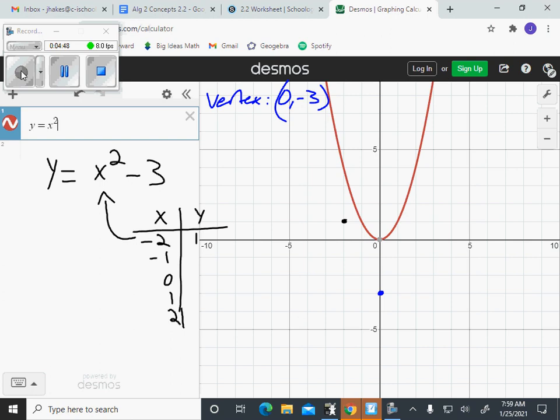Okay? I'll use blue. When negative 1 is squared, we'll get 1. 1 minus 3 is negative 2. We're at -1, we're going to be at -2. Do I even have to think about the rest mathematically?